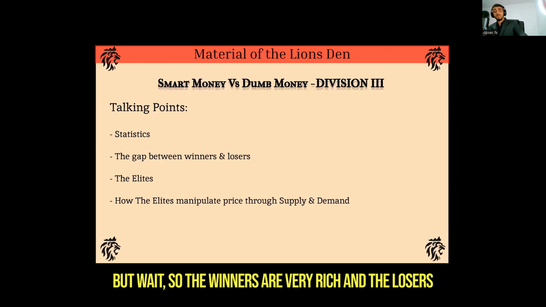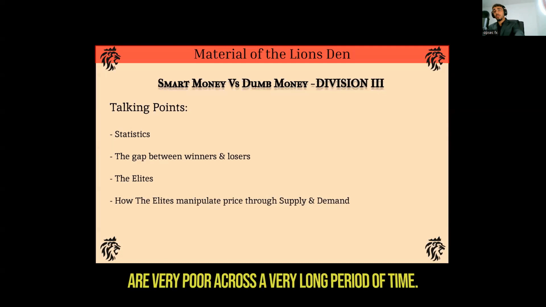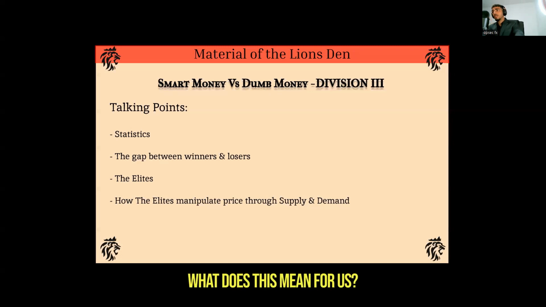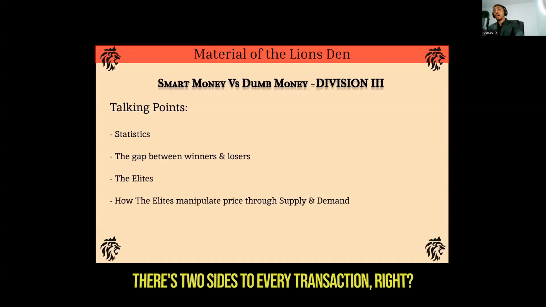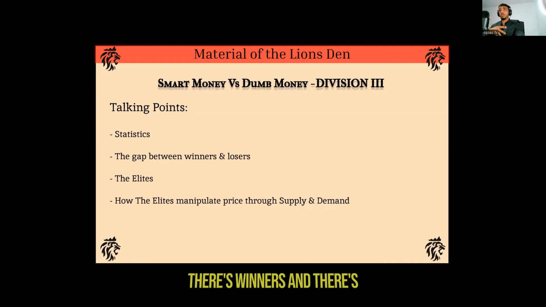But wait. So the winners are very rich and the losers are very poor across a very long period of time. What does this mean for us? Well, remember what I said earlier, that there's two sides to every transaction, right? There's winners and there's losers to every transaction. There is an equal volume on both ends. Equal volume on both ends, okay?